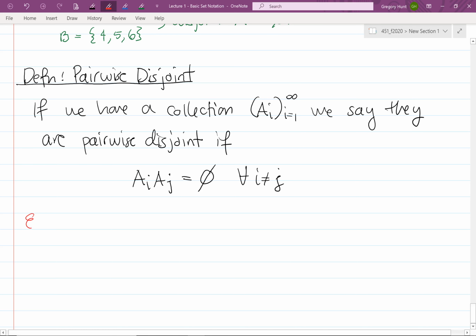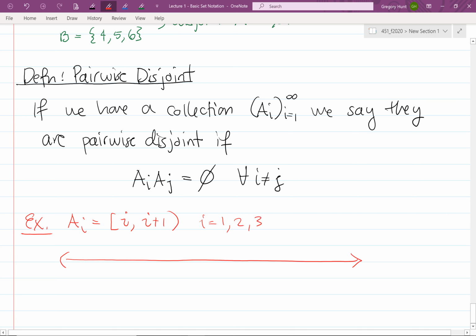So an example here of pairwise disjointedness is, let's have the set A sub i be the half-open interval i to i plus 1. So here's my number line. So i goes 1, 2, 3, and so forth. So A sub 1 goes from 1 to 2, not including 2. A sub 2 goes from 2 to 3, not including 3. A sub 3 goes from 3 to 4, etc., not including 4. And these are pairwise disjoint.